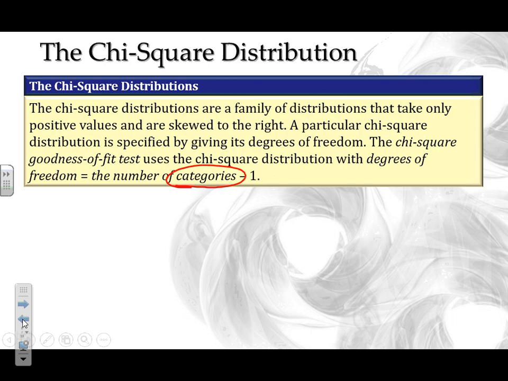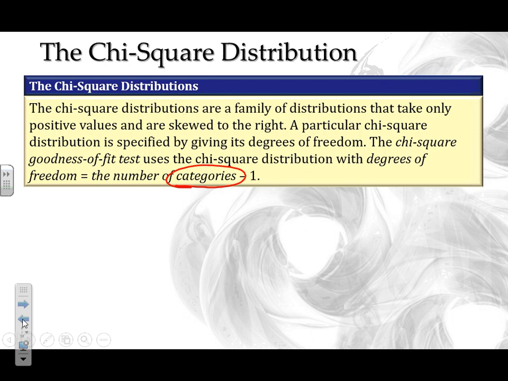In a chi-square distribution, we use the number of categories being evaluated minus 1. So if we think back to our example that we were just talking about, the M&Ms, our sample size was 60. We had 60 M&Ms within the bag that we evaluated. But that is of no use to us when we talk about degrees of freedom, because we want the number of categories. So how many different categories did we have in our example? How many different colors of M&Ms?